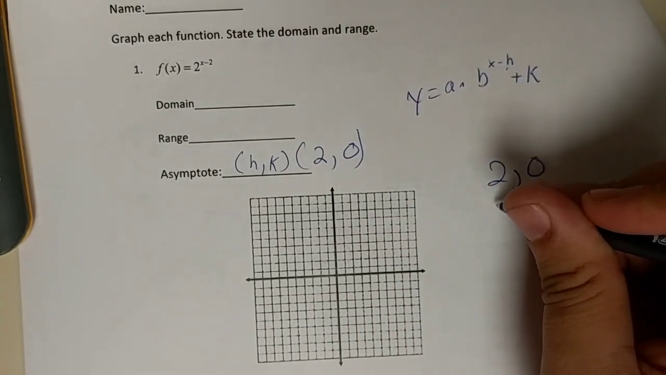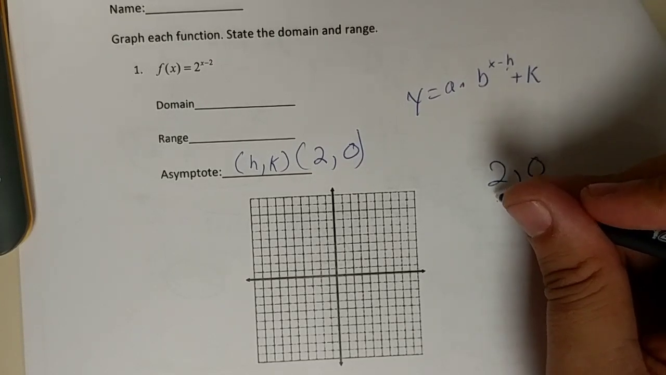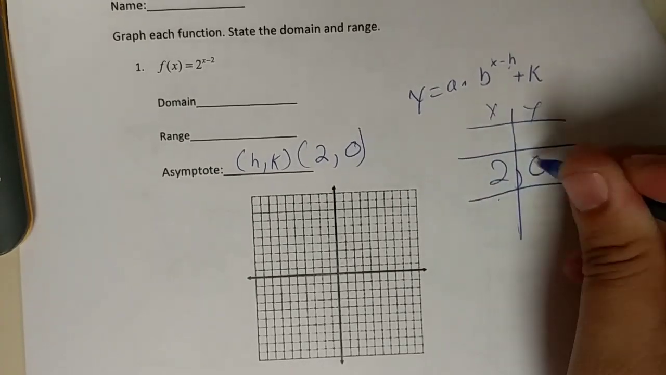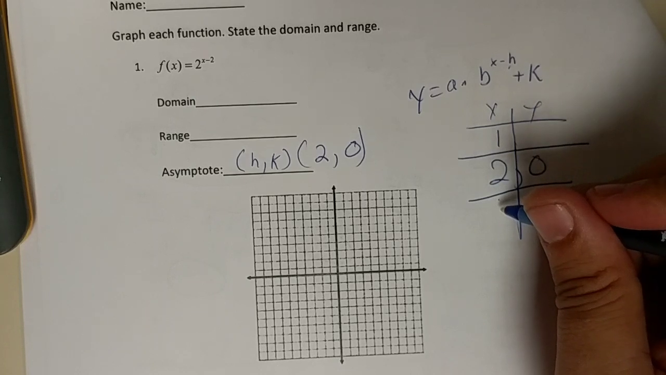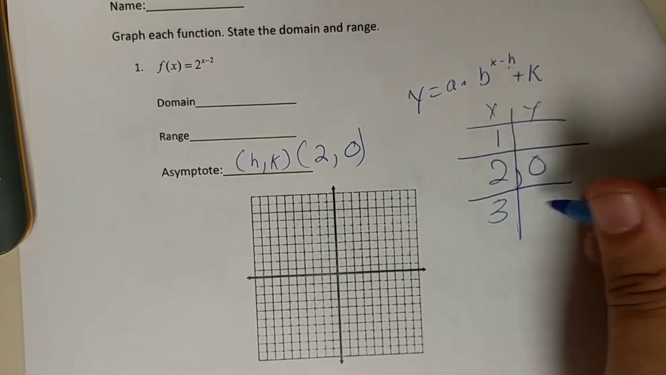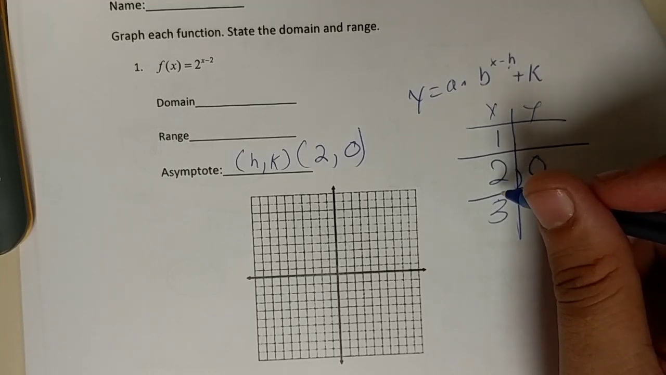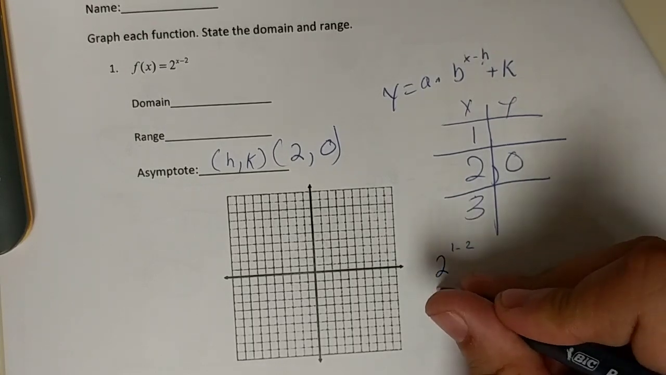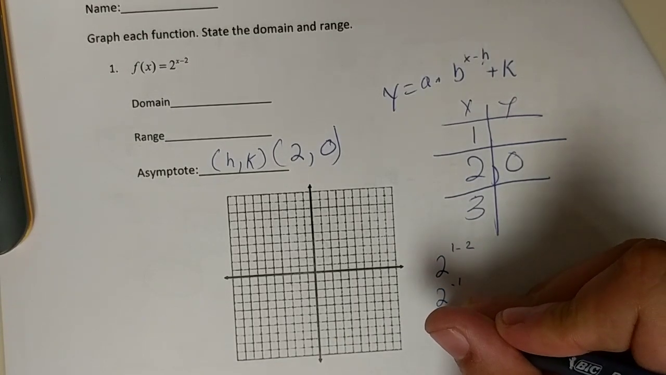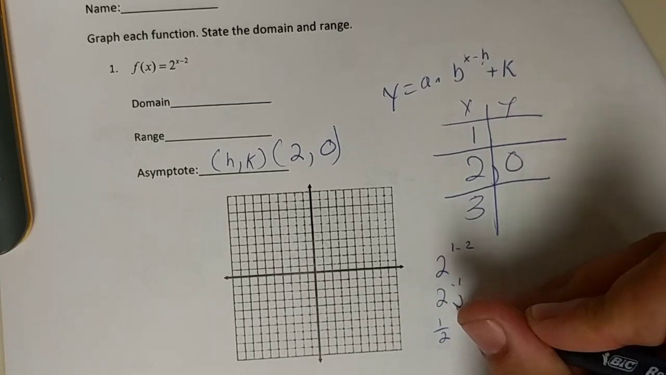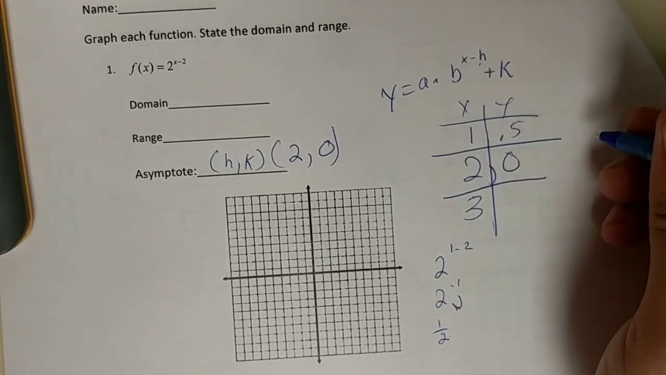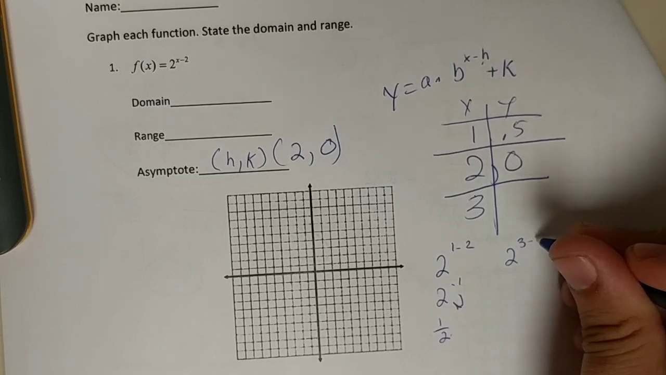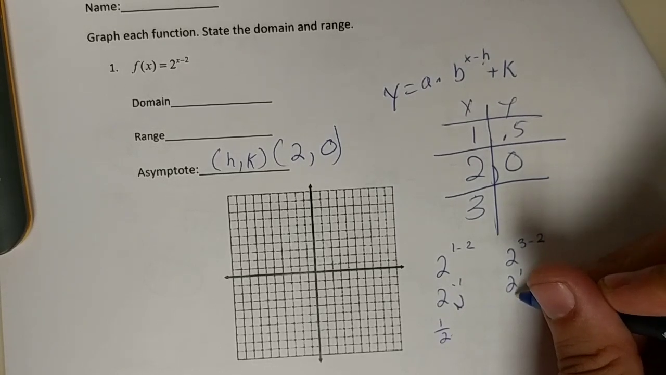So if I have 2 comma 0, I want a point above and below it. Let me make a table, x, y. I want something smaller than 2, which is 1, and something bigger than 2, which is 3. So let's plug that in. Let's plug in 1 first. 2 to the 1 minus 2, so that's 2 to the negative 1 power. Remember, anything to the negative power you bring down, so that's 1/2. I'm going to change that to the decimal, 0.5. Let's plug in 3. 3 minus 2, 2 to the 1 power.